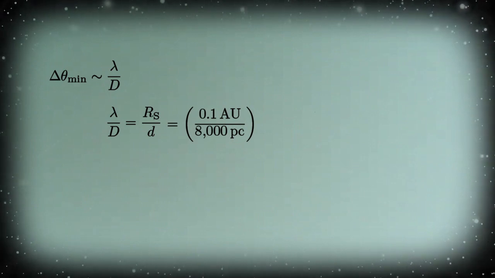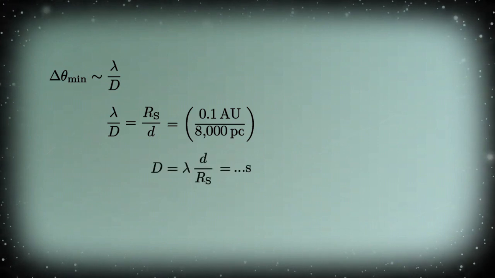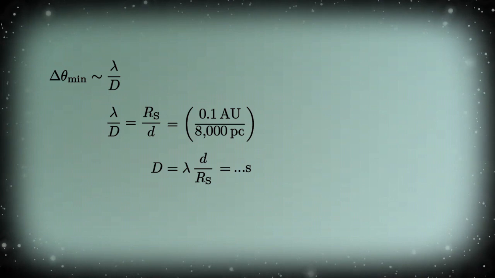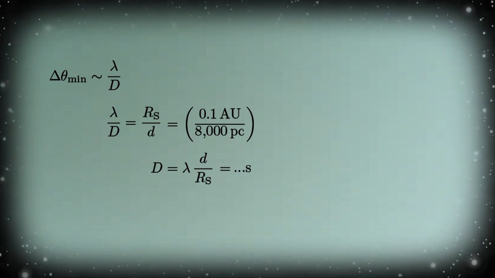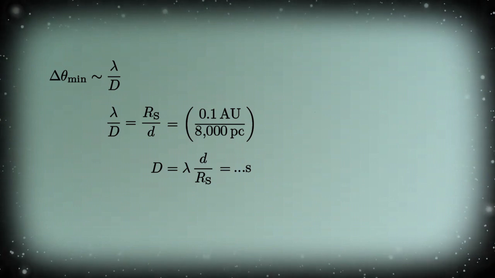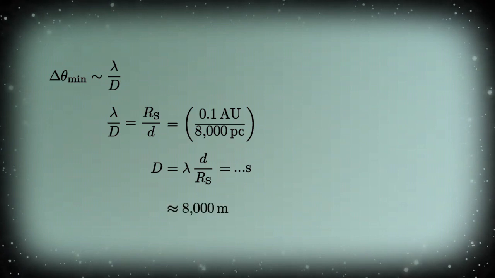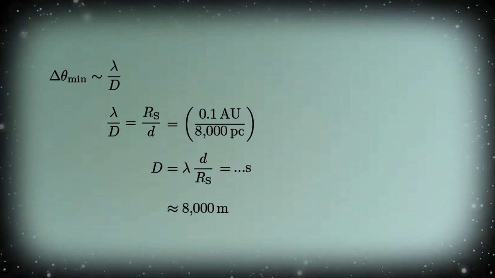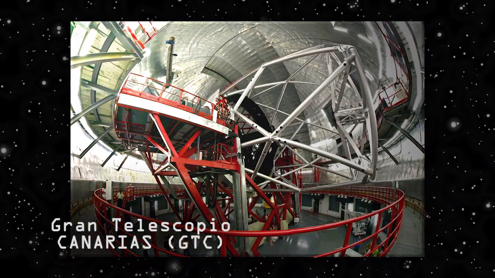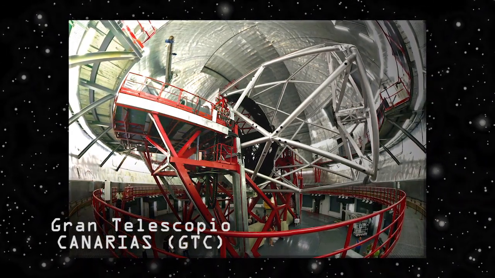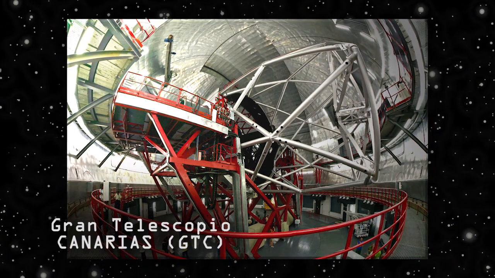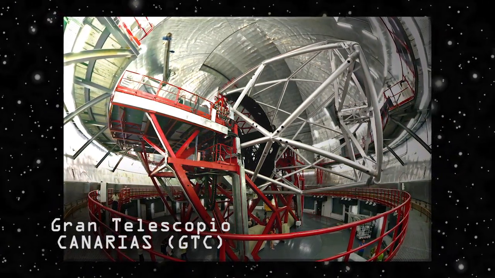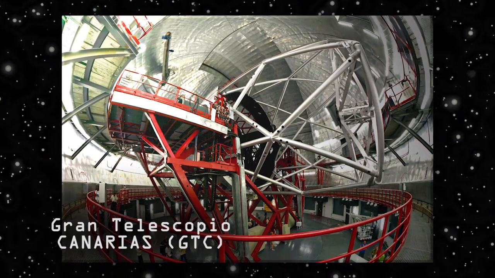For lambda, let's insert 0.5 micron, typical of visible light. After all of the necessary unit conversions, the diameter of the telescope comes out to be 8,000 meters. Whoa! The world's largest optical telescopes are 10 meters across, and here we need one 8 kilometers across. That sounds crazy, and it is crazy.